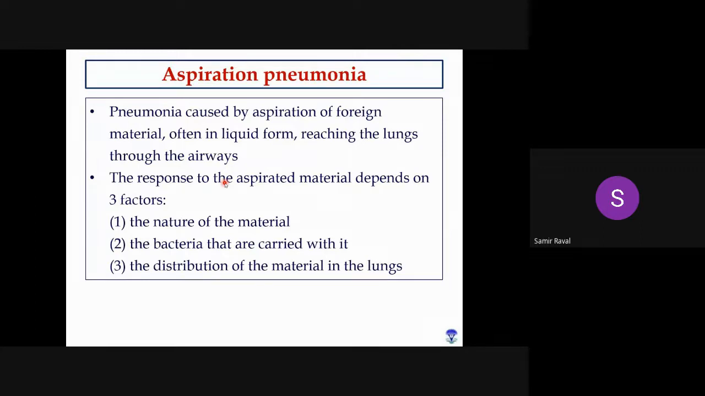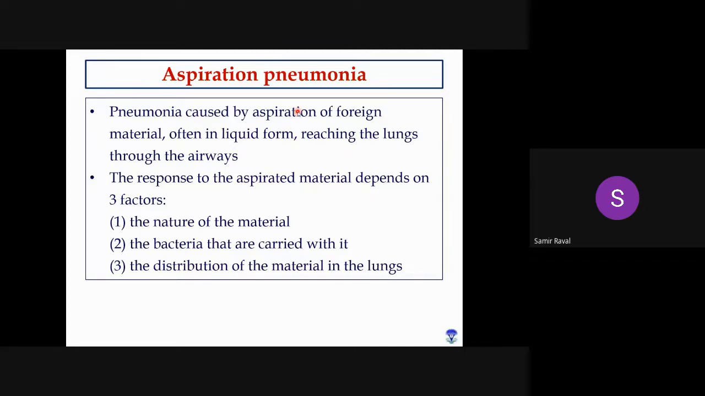This is a case of aspiration pneumonia. It means the material which should go into the esophagus will enter into the trachea and ultimately produce pneumonia, right? So aspiration means materials will enter into the trachea rather than the esophagus. This is known as aspiration pneumonia, right? So in aspiration pneumonias, what happens? Any foreign materials.